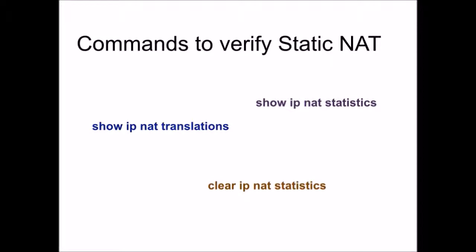Here are some commands to verify a static NAT. The show ip nat translations command shows active NAT translations. Static translations, unlike dynamic translations, are always in the NAT table. Show ip nat statistics displays information about the total number of active translations, NAT configuration parameters, the number of addresses in the pool, and the number of addresses that have been allocated. The clear ip nat statistics command clears statistics from any past translations. The show ip nat statistics command verifies that the static NAT translation is taking place on the router.